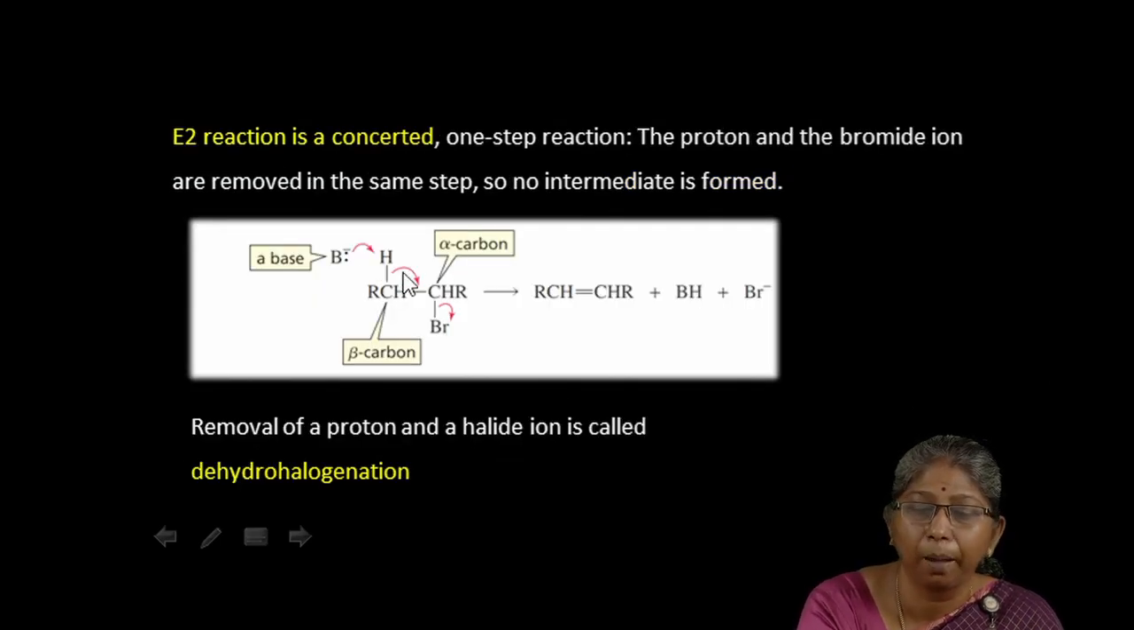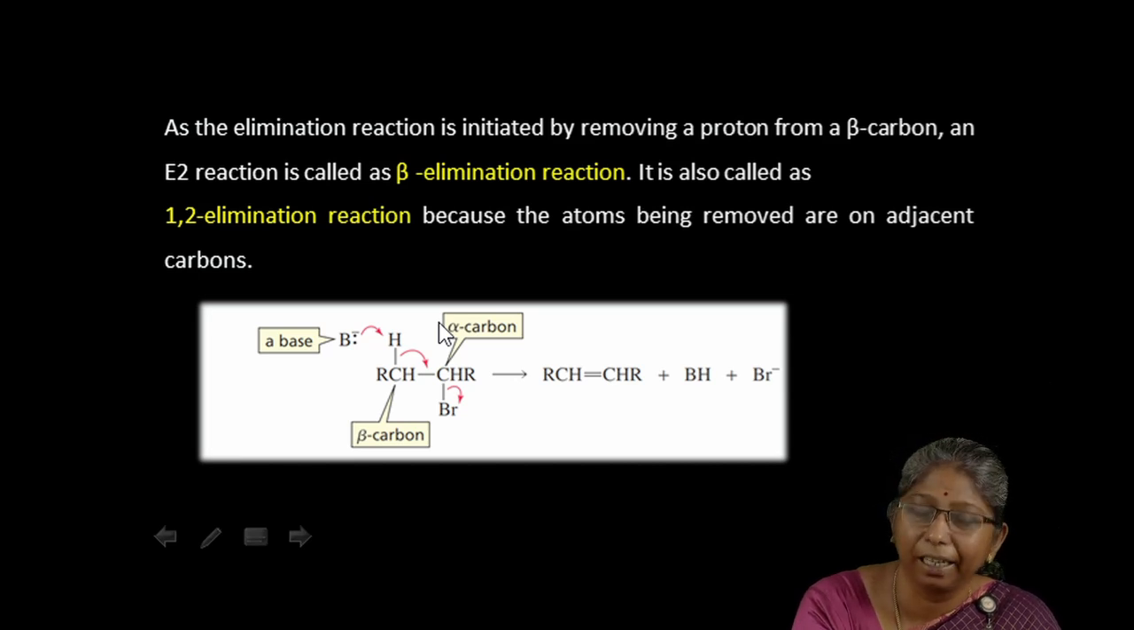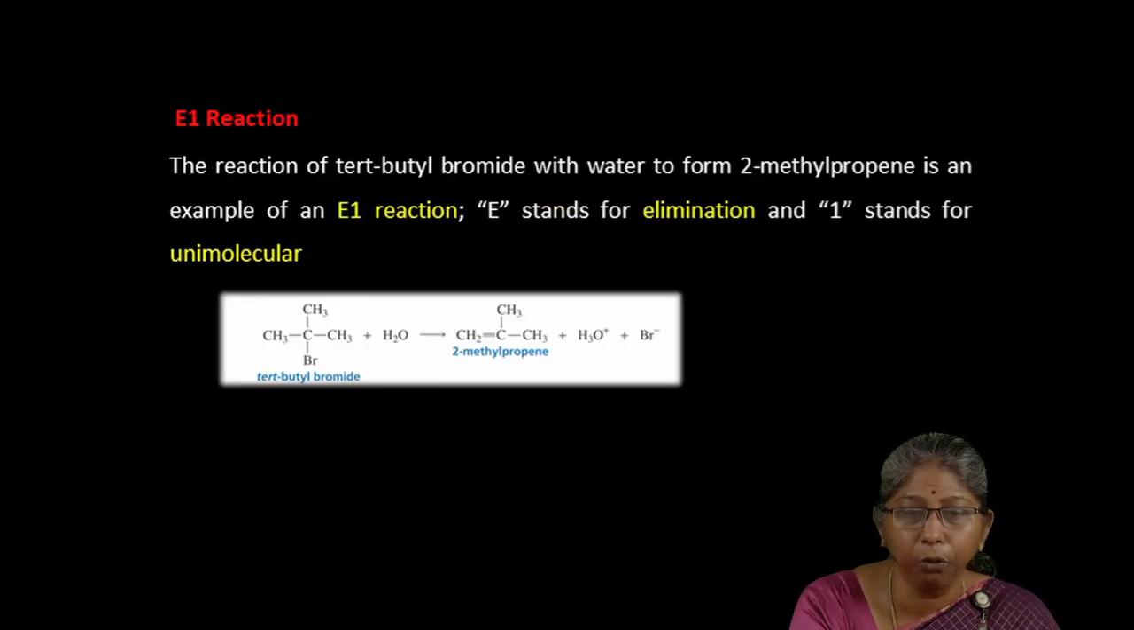See, the base is removing a proton from the beta carbon, and the halide ion is removed from the alpha carbon. Since the two nearest, vicinal carbon atoms are involved in the reaction, it is called a 1,2 elimination, or beta elimination reaction. So the E2 mechanism can also be called beta elimination, because the beta hydrogen is removed and the alpha halide ion is removed. This reaction is dehydrohalogenation, also called a 1,2 elimination reaction. Now this is the E2 reaction, and we'll move to the E1 reaction.